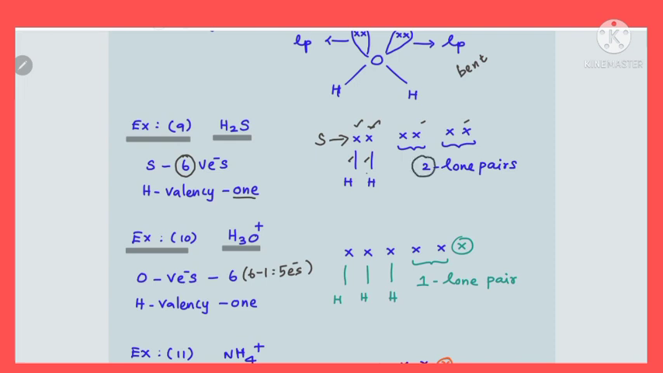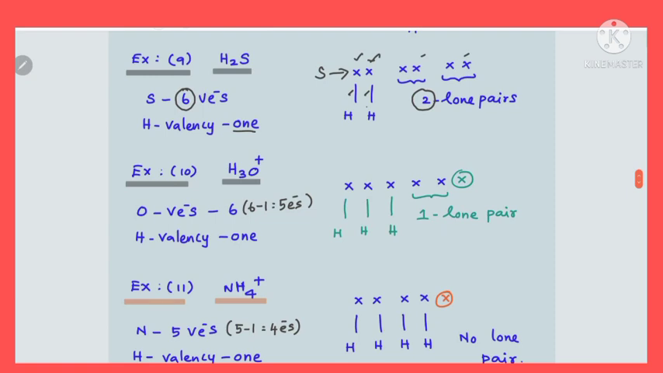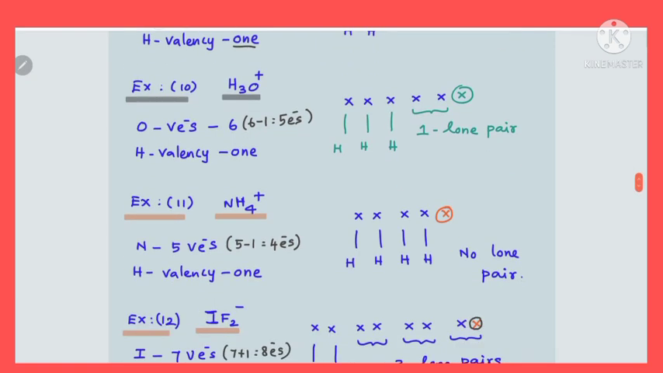Okay, right. Then another species, a positive species, H3O plus. The central atom is oxygen. You know very well, oxygen has 6 valence electrons. But here the net charge is plus 1, isn't it? So 6 minus 1, only 5 electrons will be there. Actually, oxygen has 6 electrons. Due to the positive charge, 1 electron will be removed. Only 5 electrons are left over.